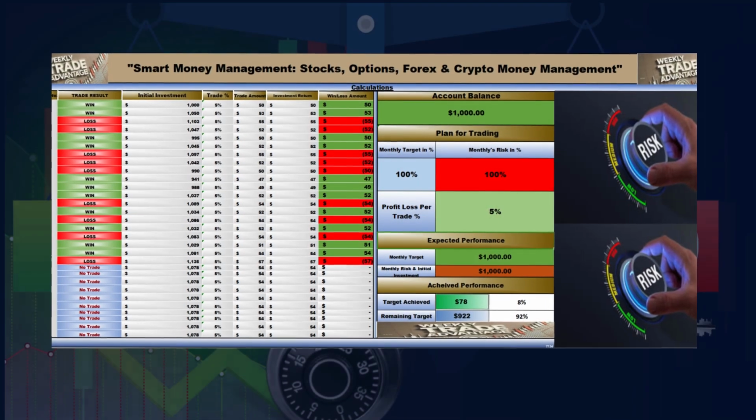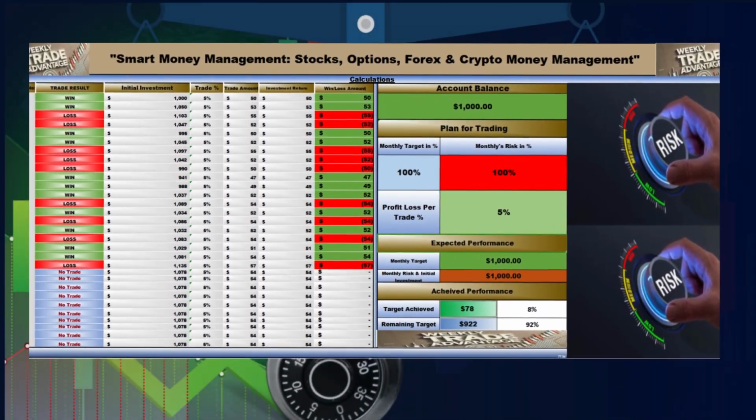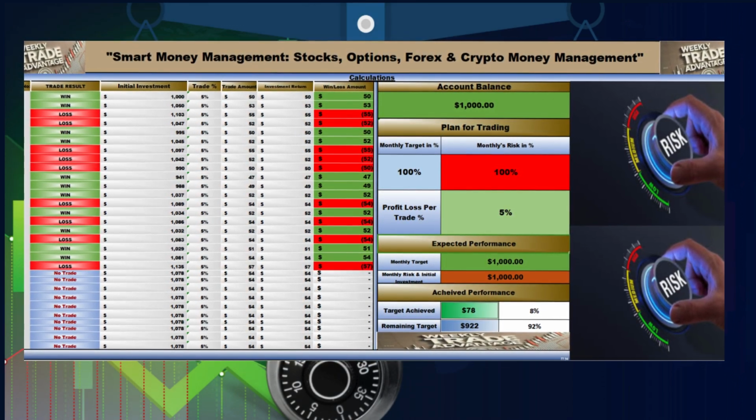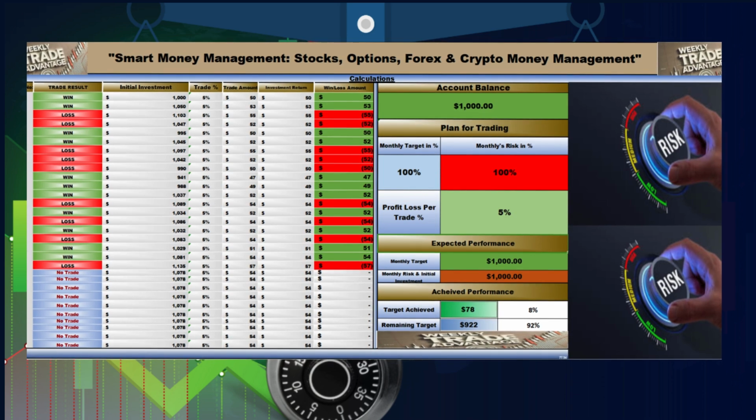Risk management is the foundation of successful trading. By following these strategies, you can protect your account and grow your profits over time.